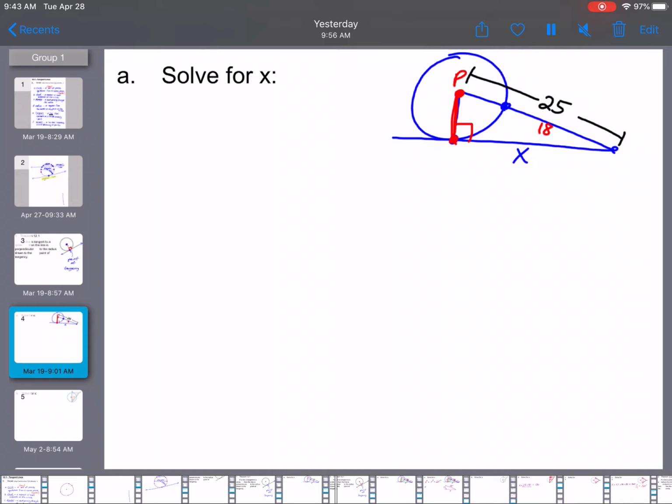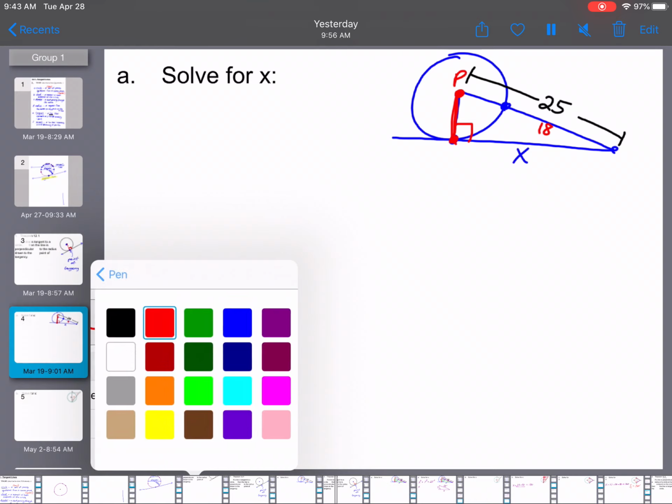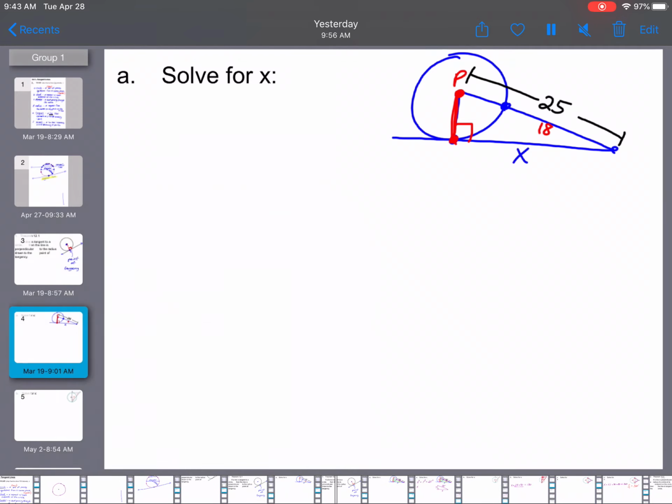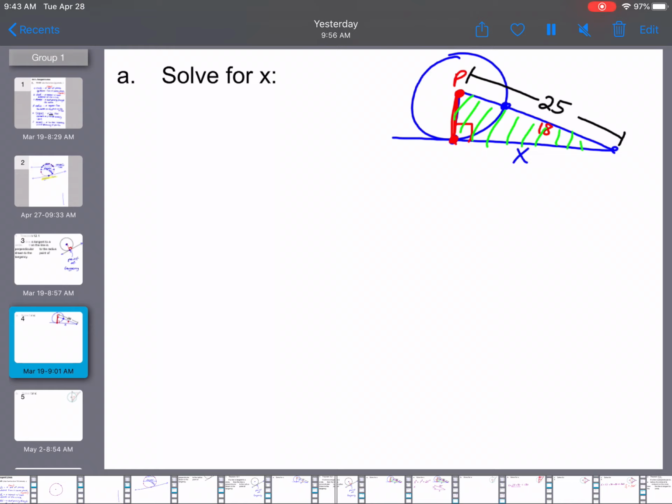And now what's important to realize is that we have ourselves a right triangle inside of this figure, made up of the radius and then that tangent segment on the bottom right, and then this little piece going from the outside point back to the center. So kind of shading in green right there, there's our right triangle. And let's see what's going on.